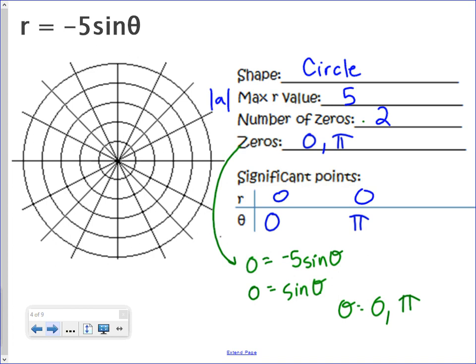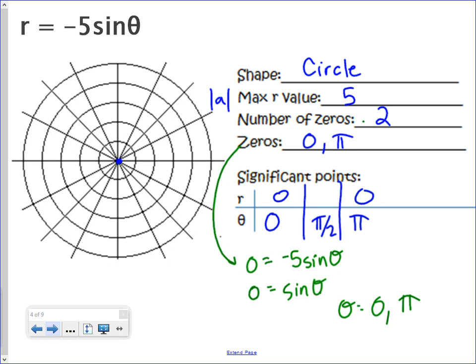Plotting those points is not very helpful. Where are zeros located? At the pole. So I need a point that's not going to be right at the pole of my graph. So I always choose the angle that's directly in between my 2 zeros. So what's right in the middle of 0 and pi? It's pi over 2. Now you just have to figure out, if you put pi over 2 into your function, what is the r value that you would get out?